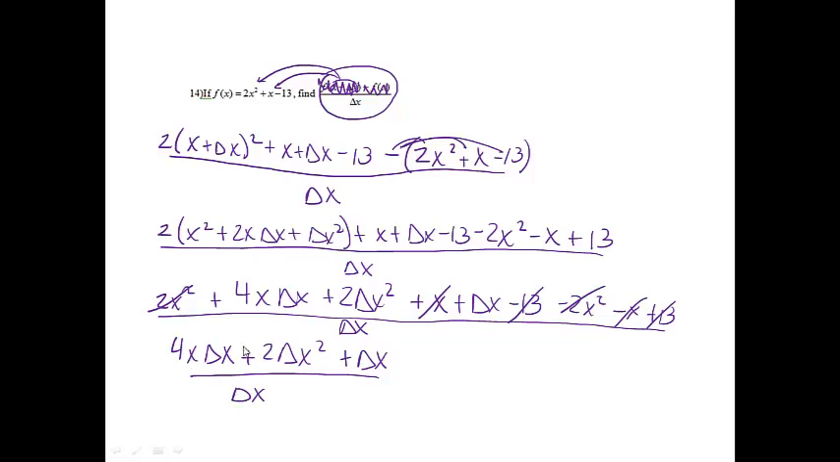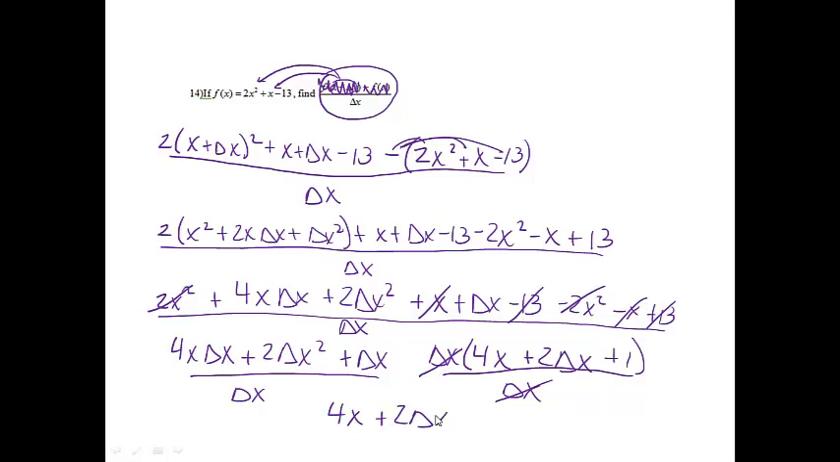I do notice I can factor delta x out of the numerator, so I will do that. I'll get 4x plus 2 delta x plus 1. Notice I am going to get plus 1 because we're actually dividing it out of it, so delta x divided by delta x is 1. It doesn't just disappear. And then all over delta x, my delta x's cancel, so my final answer is 4x plus 2 delta x plus 1. And there we go.